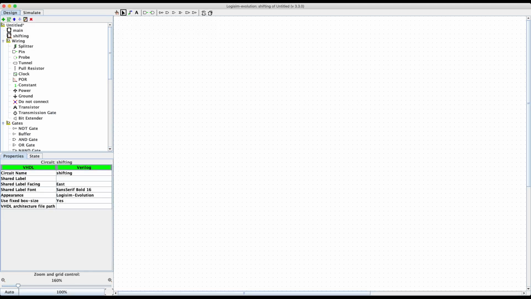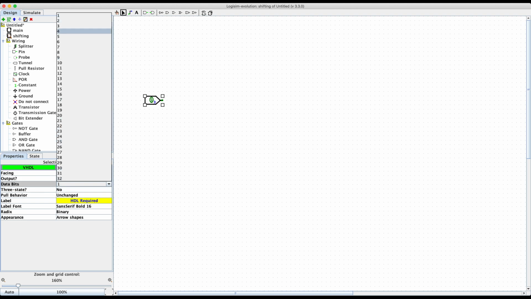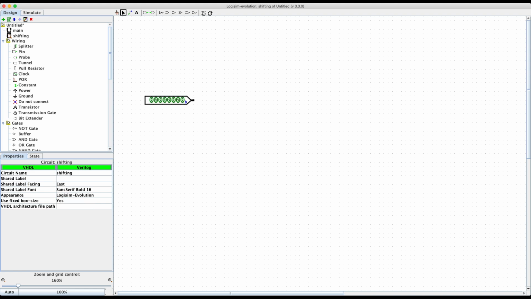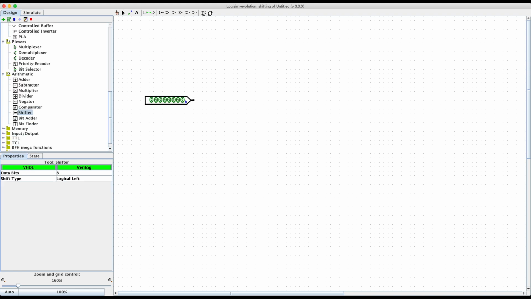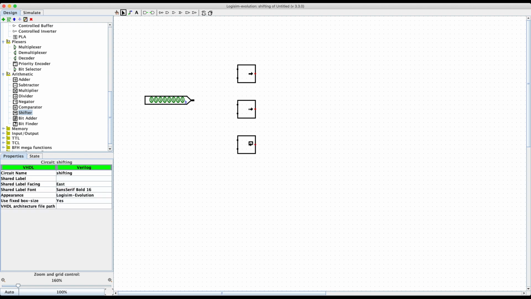Let's look at the difference between the shifts. So let me make an input, and I'm going to make this 8 bits. Then let's look at the difference between the different shifters. So let me do a logical right, I'll also do an arithmetic right, and then I'll also do a rotate right. Is that okay? All right, then I'm going to connect my input to all of these guys.